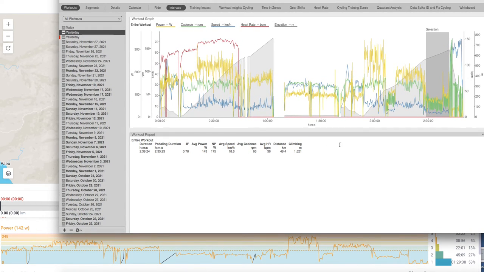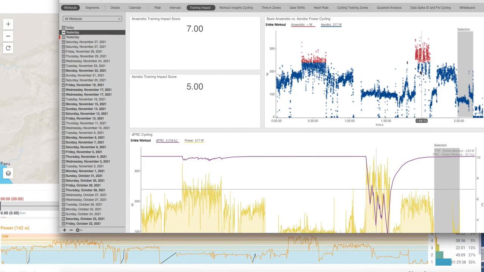What's nice in WKO5 is that it gives you a training impact score. And so you can see here that it scored me 5 out of 10 for an aerobic effort for the entire ride. So that's 5 and 7 for the anaerobic. So even here, when I was doing the sweet spot work, because I'm not riding in erg mode, it's all free riding. You can't help but go a little bit harder at times, and so you're above FTP. All these red dots here, that's above FTP.